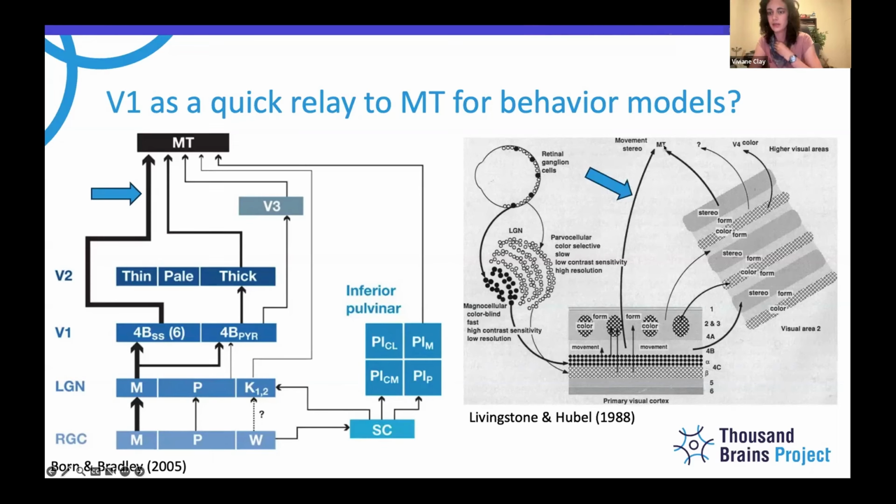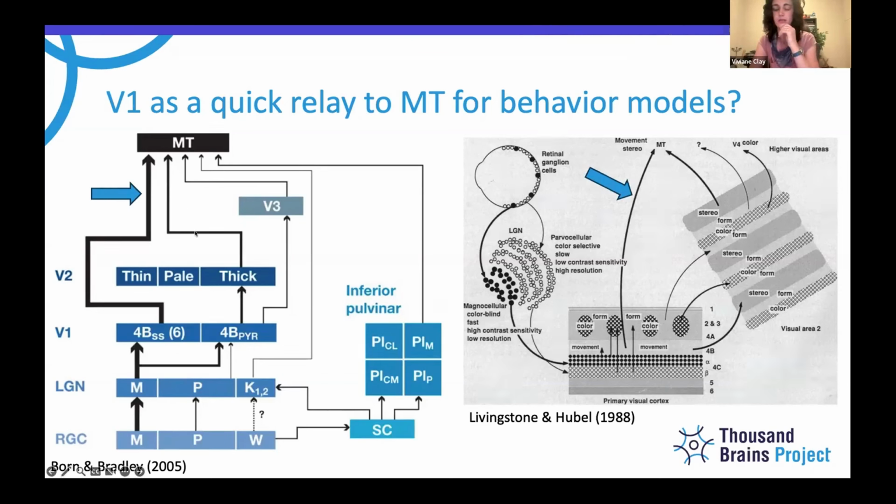and then gets projected to MT directly. And then there's another pathway to MT, this other population of pyramidal cells that projects to V2, the thick stripes in V2. On the other picture, it would be this arrow here. And from there it actually exits in layer 2, 3, and then projects to MT.